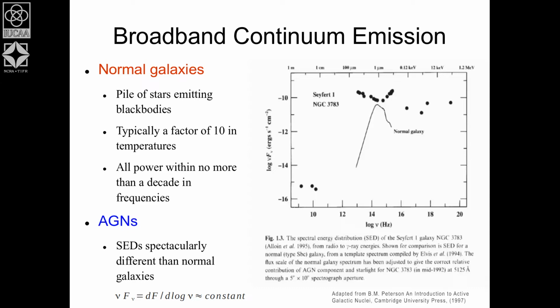On the other hand, if you look at the spectral energy distribution of a nearby AGN, for example NGC 3783, first of all, the emission is not confined to a narrow range in the frequencies.